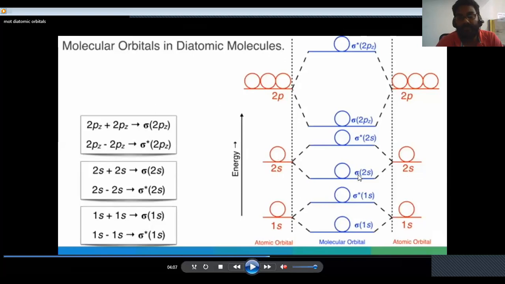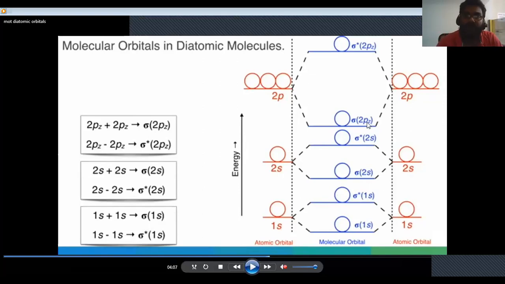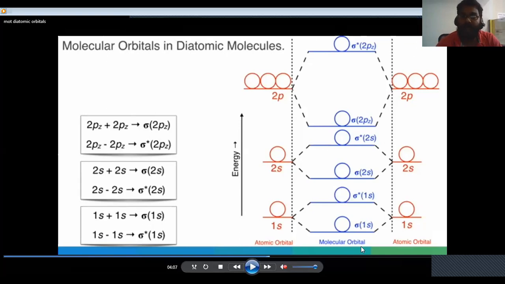Here the 2s electrons are in the lower state, settled at lower energy. Whenever it is a bonding orbital, the condition is lower energy. That's why it is more stable, and the electrons are more stable in the orbital. These orbitals are known as molecular orbitals: bonding molecular orbitals and anti-bonding molecular orbitals.